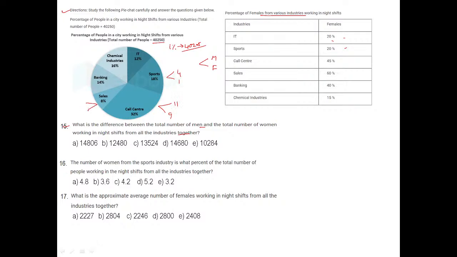Now, what would it be? Sales. Sales means 60% is female. That means this is 3 parts and this is 2 parts. What would it be for banking? For banking, 40% female. That means here it will be 2 and male is 3. What is it for the chemical industry? That is 15%. That means this is 3 parts, this is 17 parts, right? If you multiply this by 5, this is 15, 85, and 85 plus 15 is 100, okay? For IT, that is 20%. Again, this is 1, this is 4.